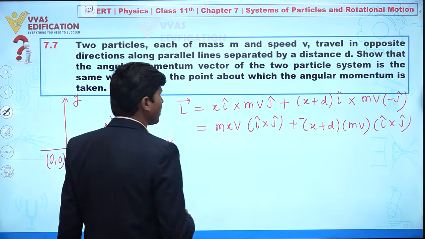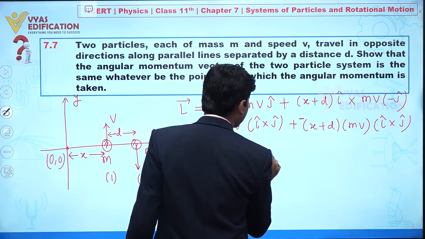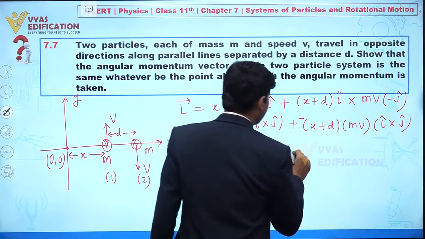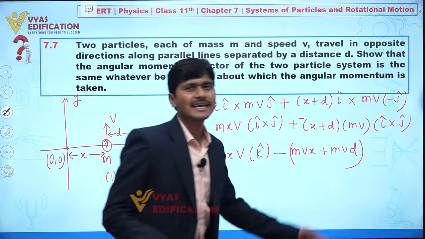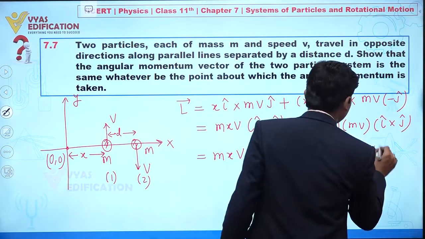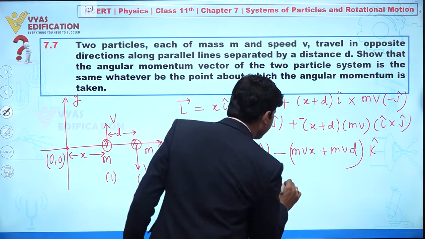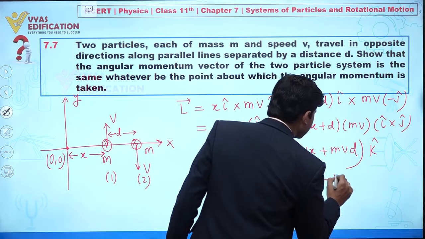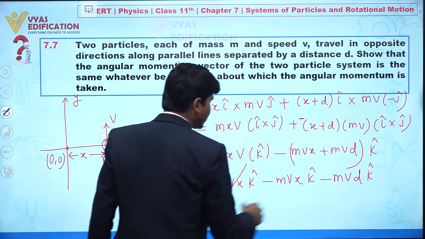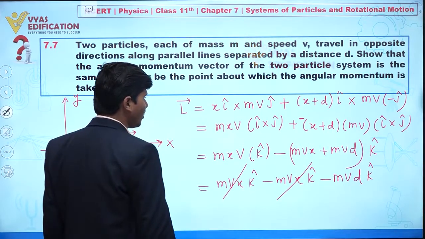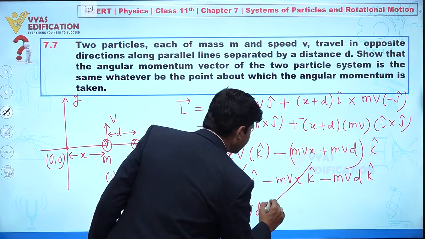Now we can write mxv, i cross j, which is k cap, minus mv x plus mvd, and again i cross j is k cap. If you operate, we get mvx k cap minus mvx k cap minus mvd k cap. So this term and this one cancel out, and we get minus mvd k cap.